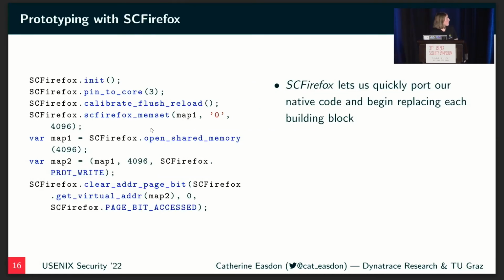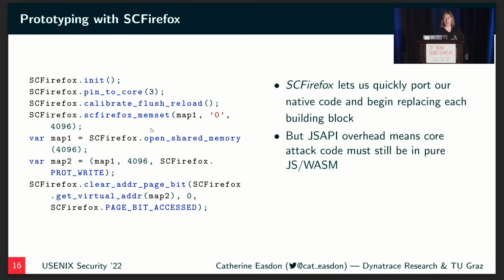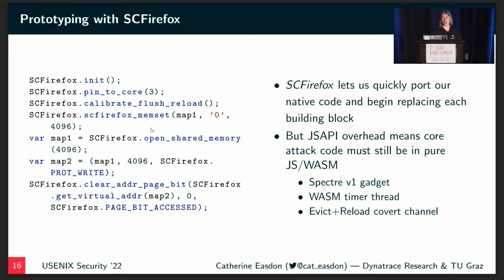So here we see SCFirefox. I mentioned the API is very similar by design. So a lot of our building blocks we can port across straight away. As I mentioned, we have that JS API overhead, which means that the transient execution blocks still need to be in pure JavaScript or WebAssembly. So we use a Spectre v1 gadget, a WebAssembly timer thread, and an evict and reload covert channel. But crucially, these have been solved in prior work, so we don't need to reinvent the wheel here, and this doesn't hinder our prototyping process too much.